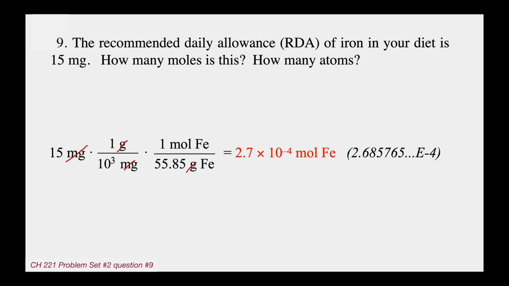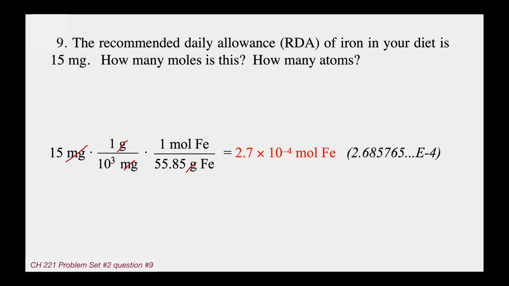But the next part, I promise, is kind of cool. We're going to figure out the atoms of iron. And once you have moles, this is an easy thing to do. If you need atoms, that's when you need Avogadro's number, 6.022 times 10 to the 23rd. And that number represents the number of atoms in a mole.